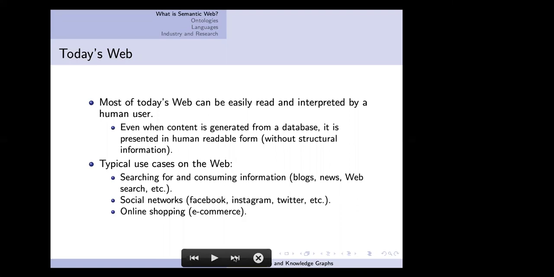Right, so the typical user on the web that we have today is searching for information, right? We're looking at blogs and news and several types of web searches every day. We're using a lot of social networks. So people spend really unbelievable amounts of time on Facebook, Instagram, Twitter, and so on. But also online shopping, which is quite a good use case actually to demonstrate the usefulness of semantic web technologies.